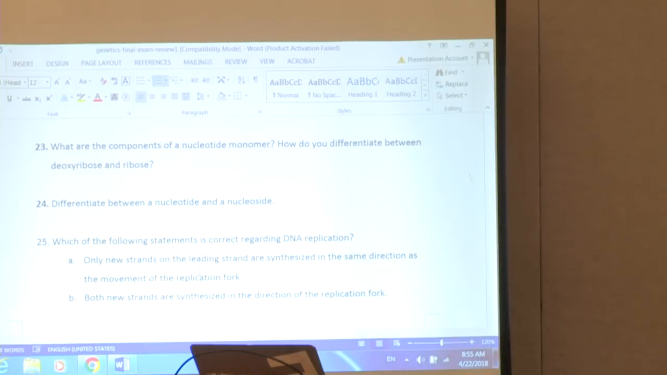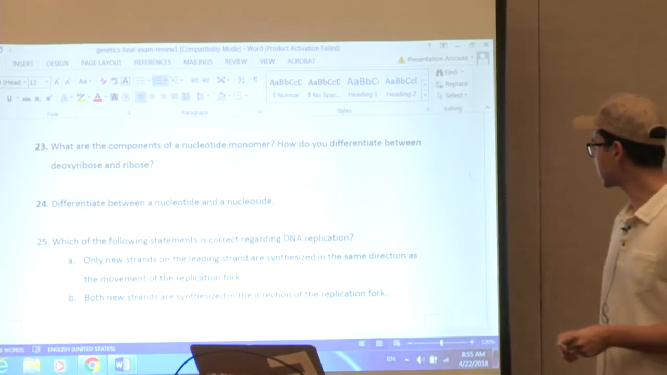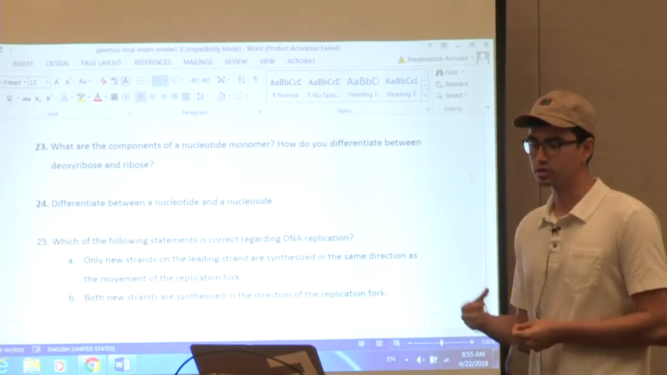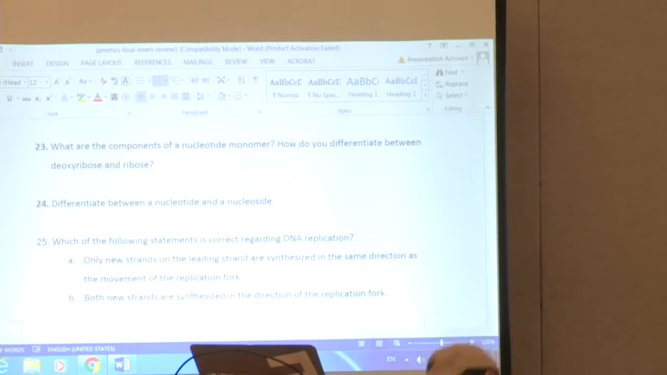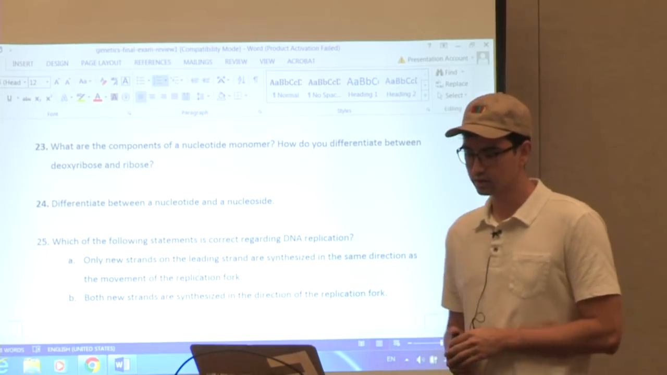So we have two different answers here. What do you guys think? Phosphate? So it is phosphate, right? A nucleoside is just a base and a sugar. It is lacking a phosphate.